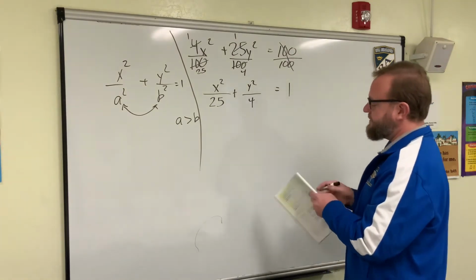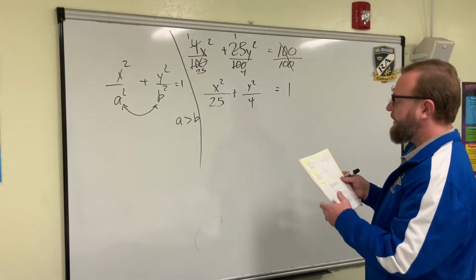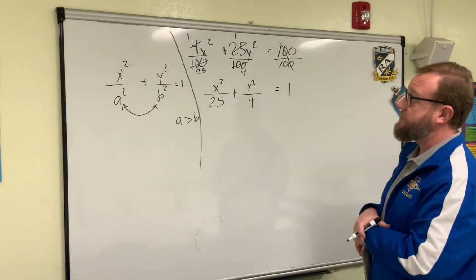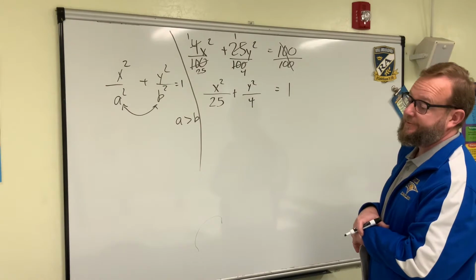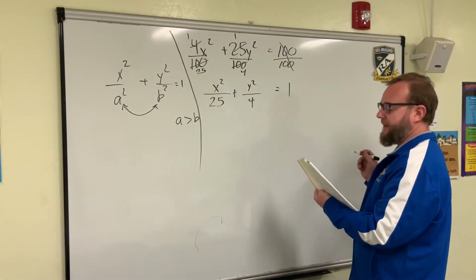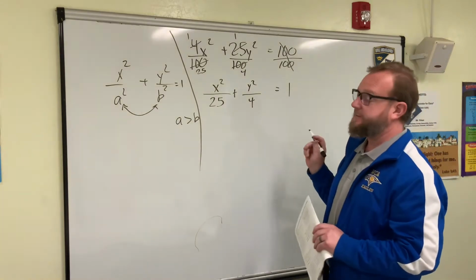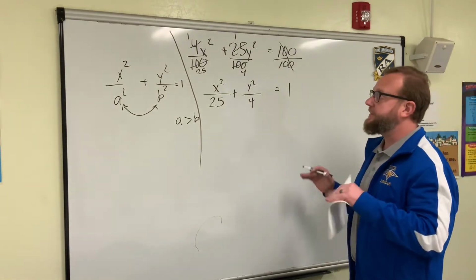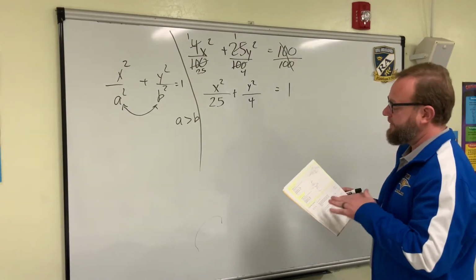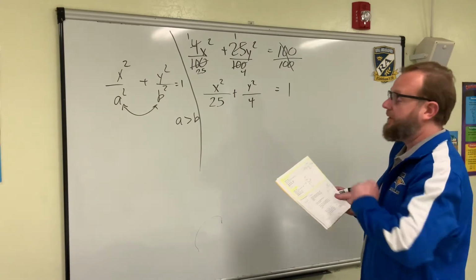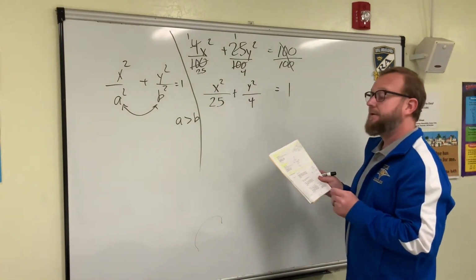Now we can choose what our vertices are. What's the center? It doesn't ask you for that, but what's the center of this ellipse? It's 0, 0. And for right now, everything is just going to be 0, 0 to make it simple. We're not moving that ellipse around on the coordinate plane just yet.